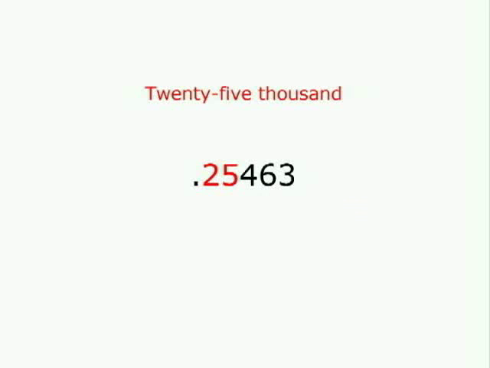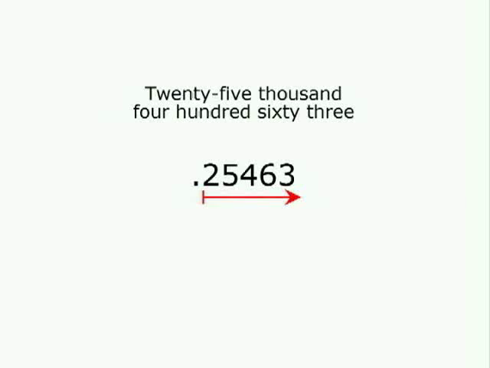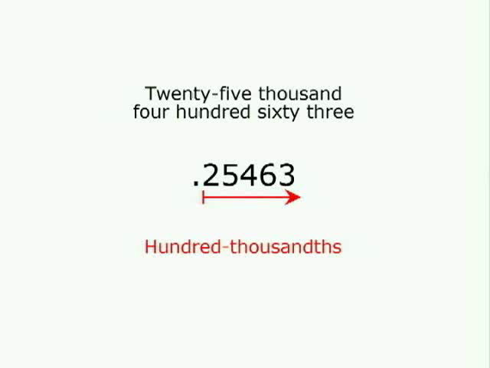You mean the 25463? Yes, read it just as you would a regular number, ignoring the decimal point for a moment. Okay, 25,463. Now you speak the place value to identify it as a decimal number. If you were to stop there, everyone would think you're talking about a whole number. 100,000s. Let me try this from the beginning.